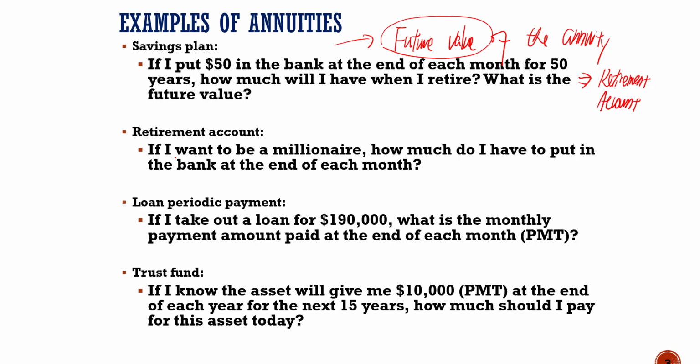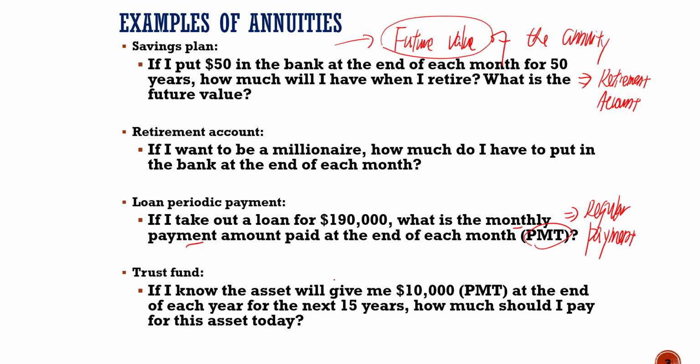Also, we have a loan with periodic payments. If I take out a loan for $190,000, let's say to pay for the house or the car, what is the monthly payment amount paid at the end of each month? So we're looking for the regular payment here, a monthly payment. It's also called a regular payment or PMT. So this is another example of an annuity.